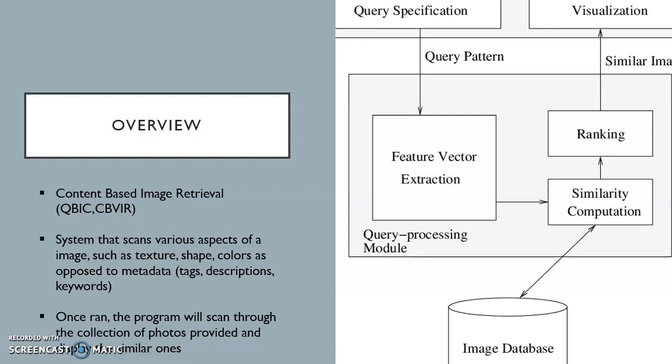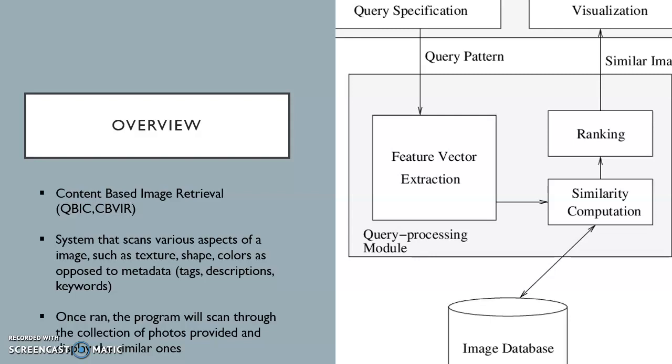So how CBIR works is, for the program we were given 100 images. The program would scan through the 100 images we were given, analyze them, and then sort them based on their texture, shape, and colors. So if images are red, white, blue, if they have circles, squares, triangles, any type of textures in them, basically sort them based on that.